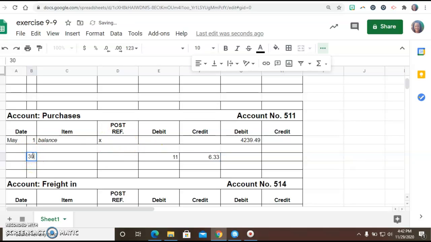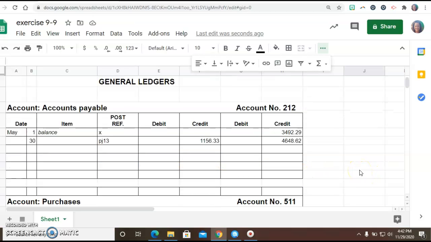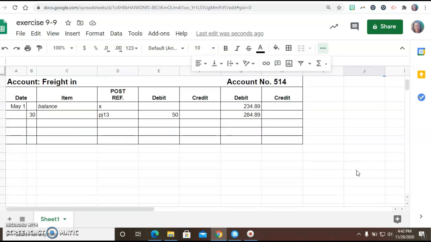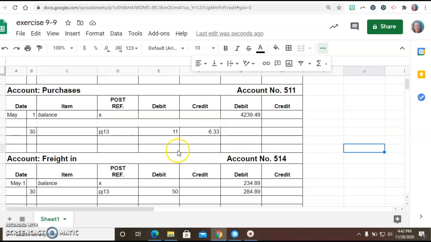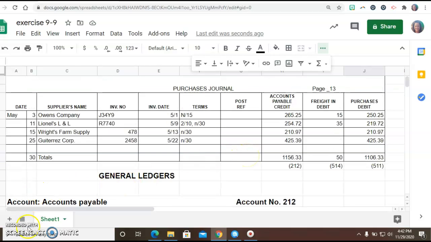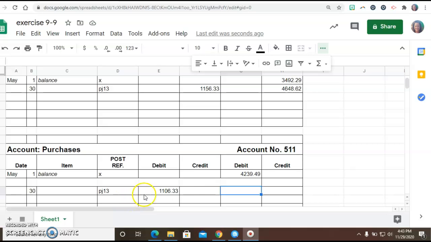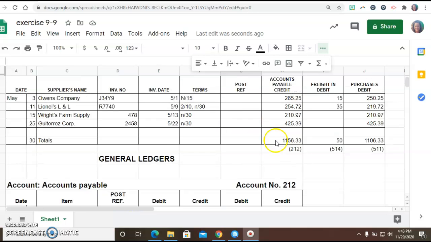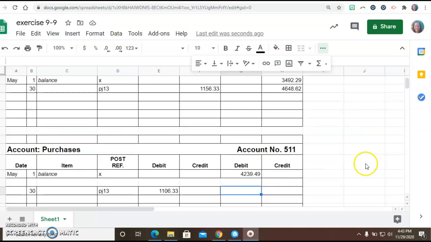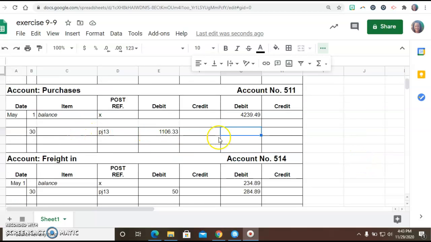Okay, so on the 30th, nothing goes into your item. This is Purchases Journal, page 13. All right, I think I got everything on the right track here again. So my purchases total, 1,106.33, comes down into my purchases ledger as a debit. So I'm debiting a debit. So I need to add those two together to get my updated purchases ledger account.